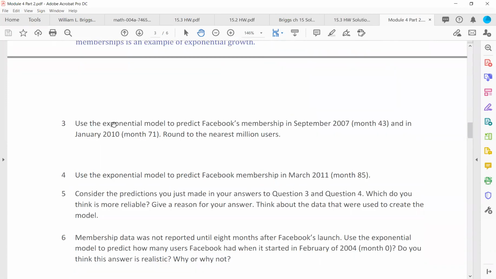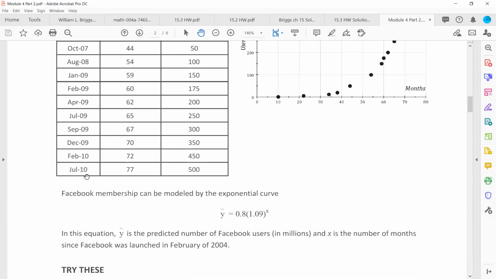Question 3. Use the exponential model to predict. So your job as a statistician is to predict Facebook's membership in September 2007, or 43 months after it's launched, and in January 2010, 71 months. 4. Use the exponential model to predict Facebook membership in March 2011. Guys, note that you don't have information about 2011. It stops at July 2010. So we are using this model to make predictions.